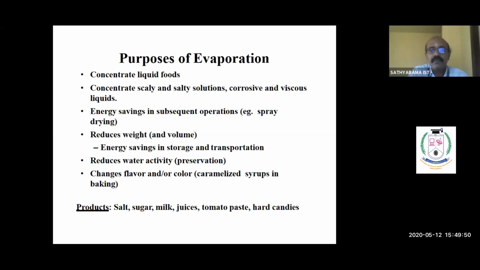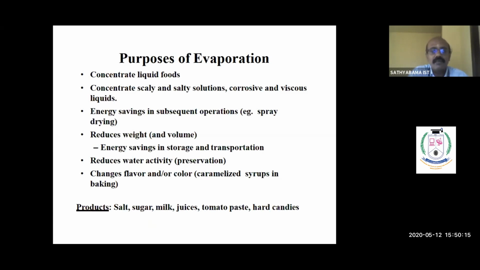Coming to the purpose of evaporation. The purpose of evaporation herein involves it is used to concentrate liquid foods, concentrate scaly and salty solutions, corrosive and viscous liquids, energy savings in various subsequent operations, reduces the weight as well as volume, reduces the water activity, changes the flavor or color in various products.